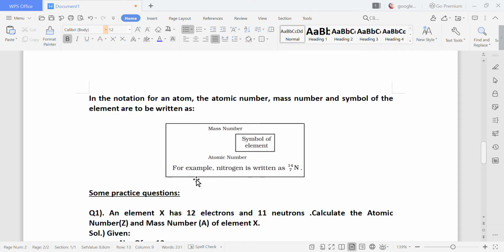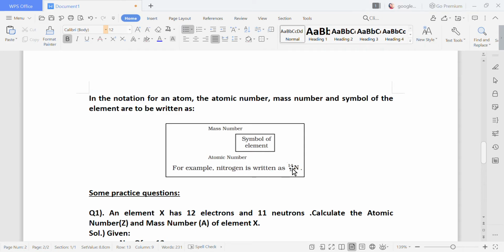Now the example has been given to you that nitrogen is written as N, which is the symbol, and the number which is written above represents the mass number, and the number which is written below represents the atomic number.